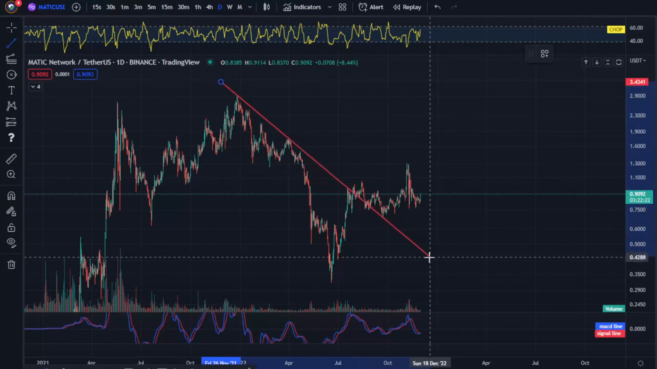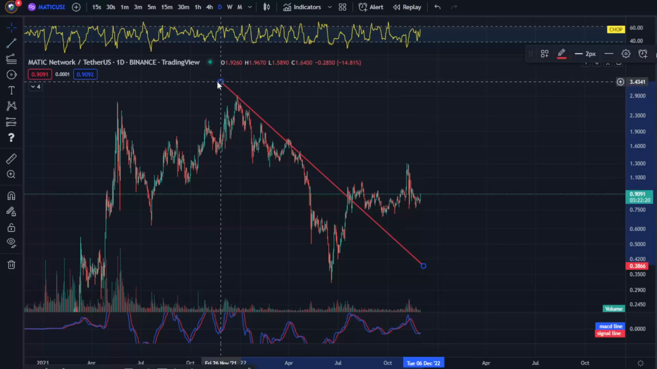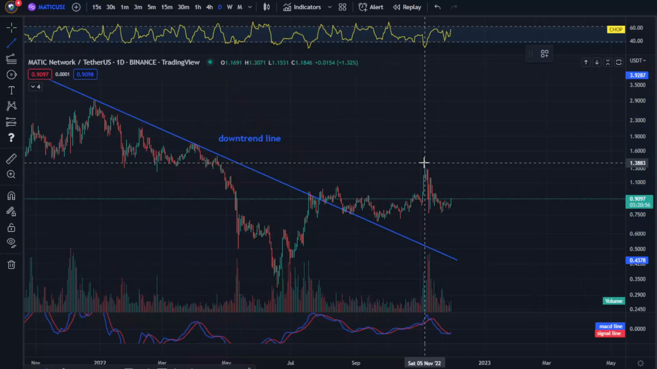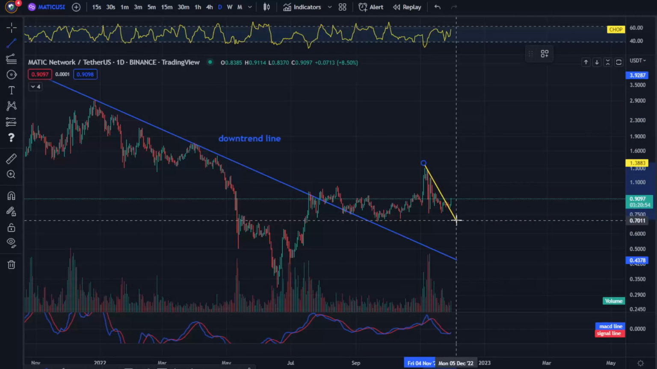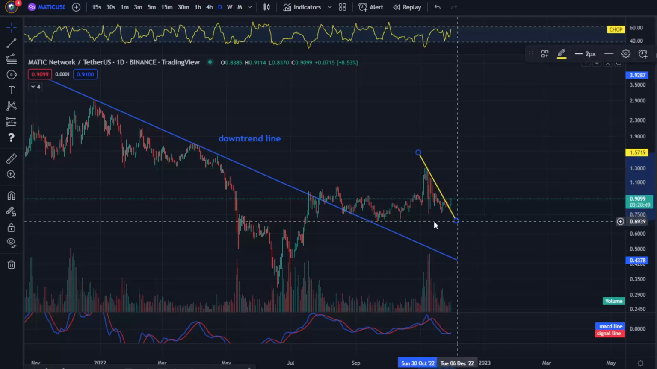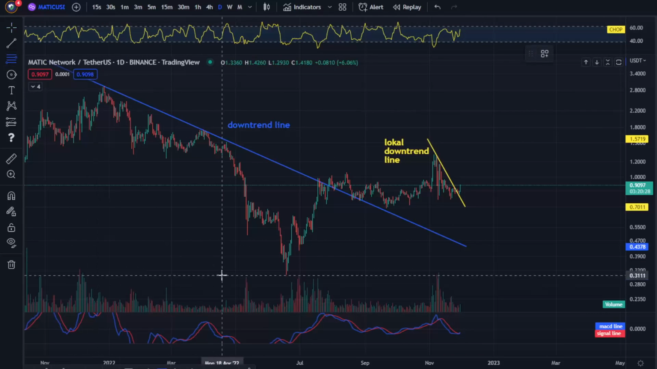Last in today's review is MATIC paired with USDT, also on a one-day timeframe. As the first, we will mark the downtrend lines in blue, and with the yellow line, the local downtrend line. Both of these lines were broken by the price.